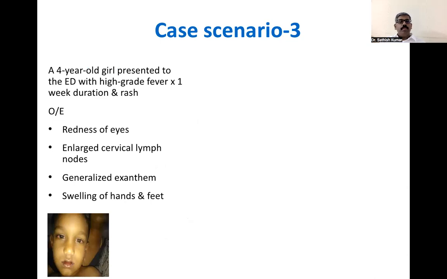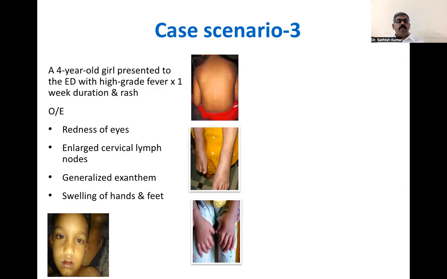Case scenario 3. Here is a 4-year-old girl who presented to the emergency department with a history of fever for 1 week duration associated with a rash over the body. On examination, she has redness of the eyes, enlarged cervical lymph nodes in the anterior and posterior triangle more than 1.5 centimeters. She has the classical rash, which is seen on the back and the front. She also has non-pitting swelling of the hands and feet.